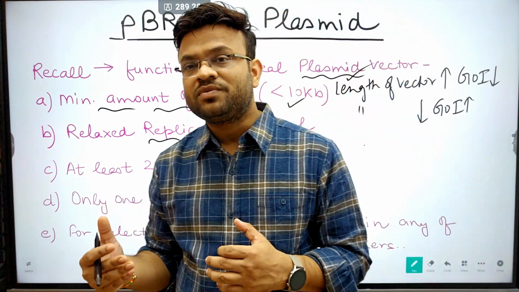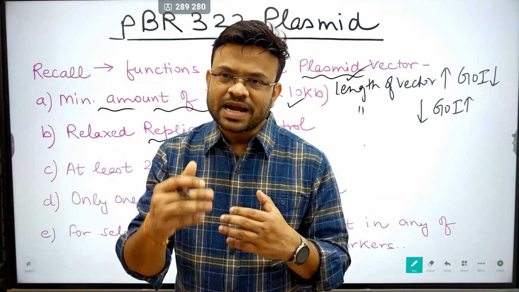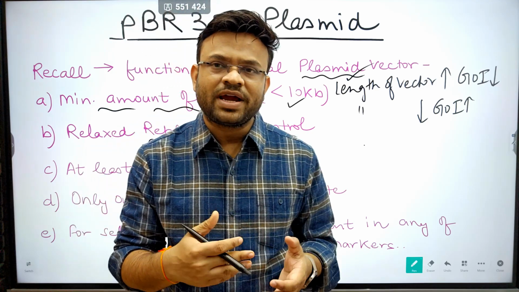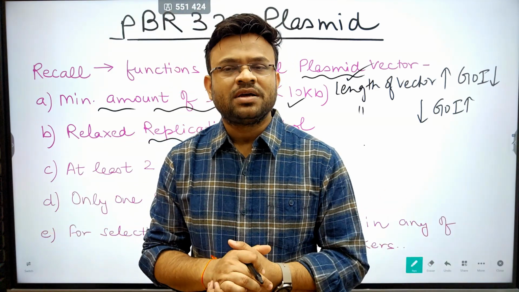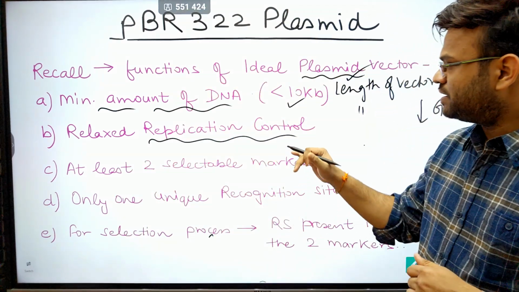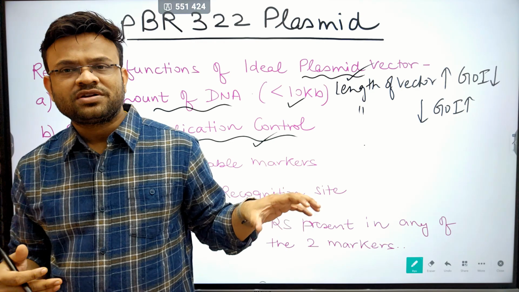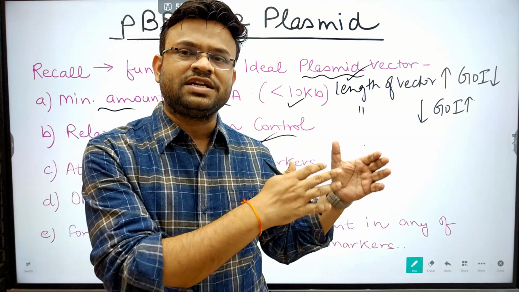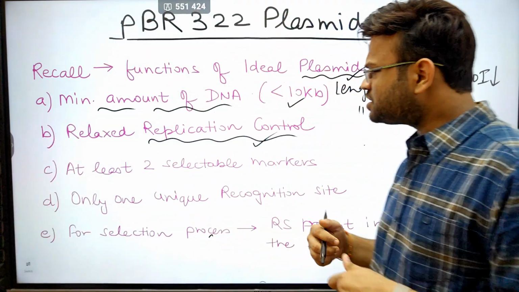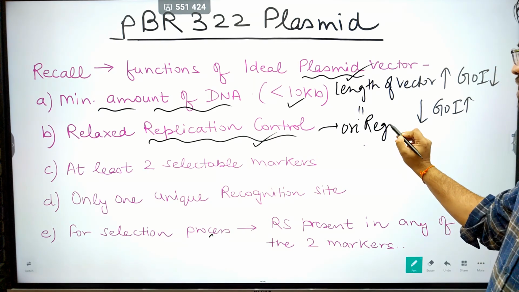There might be a condition where the bacteria is in stress, so in that condition the chromosome might not be replicating. Understanding that, I would personally want my gene of interest to be replicating, to be amplified as much as possible, irrespective of what happens with the chromosomal material inside the bacteria. That is why we are saying that relaxed replication control is necessary. In other terms, relaxed replication control simply means a replication mechanism that is independent of chromosomal replication. The plasmid will have its own replication mechanism, primarily because of the presence of the origin of replication, the ORI region.